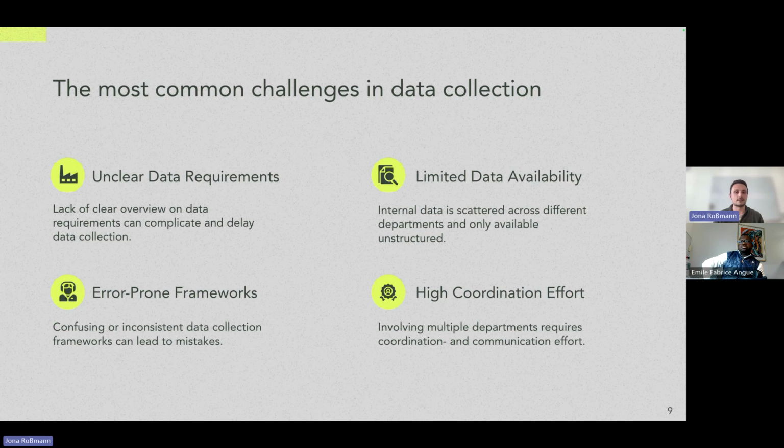And the lesson here is simple. Before you kick it off and start collecting data, invest the time to first map out what exactly is needed and in which structure. Challenge 2: now you know exactly what data you need. You have it mapped out. And challenge number 2 is now the limited data availability.